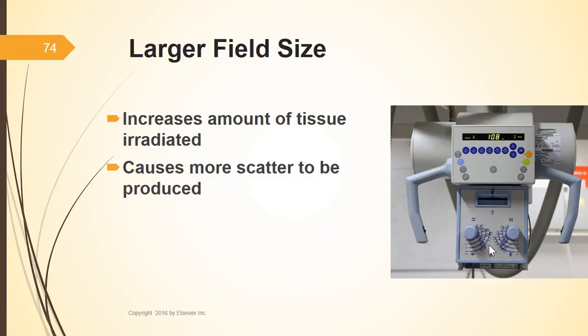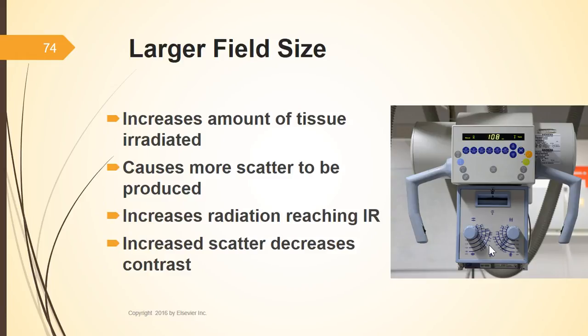A larger field size increases the amount of tissue that's radiated, but it also causes more scatter and it increases the amount of radiation reaching the IR. The increased amount of scatter reaching the IR results in less radiographic contrast. So, a larger field size means we have decreased our collimation. Decreased, because collimate means to make it smaller. So a large field size, as we opened it up, we have decreased our collimation. And yes, that gets very confusing.